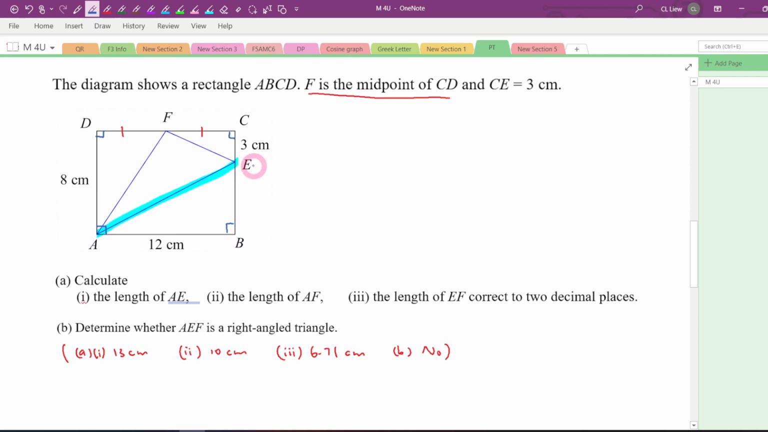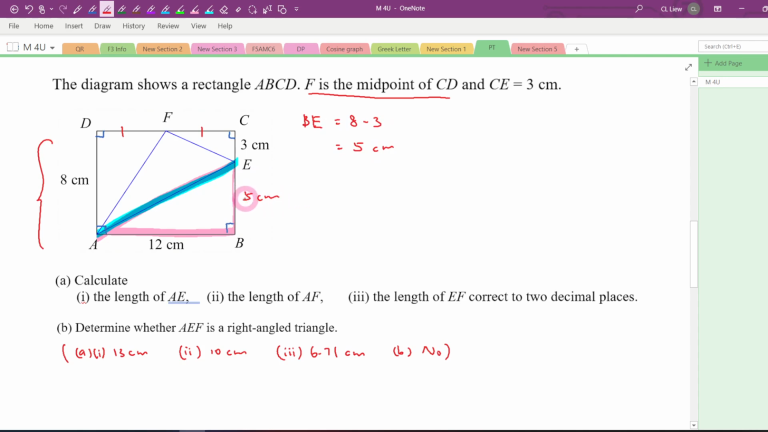Now we want to find AE. Look at here, we have a right angle triangle here, right? So to find AE, we need the length of AB, which we already have, which is 12 centimeters, and the length of BE. We don't have the length of BE. How do we get BE? Since it's given by the question that this is 8, so here will be 8 as well, because this is a rectangle. So BE is equal to 8 minus 3, which is equal to 5 centimeters. So this is 5 centimeters.